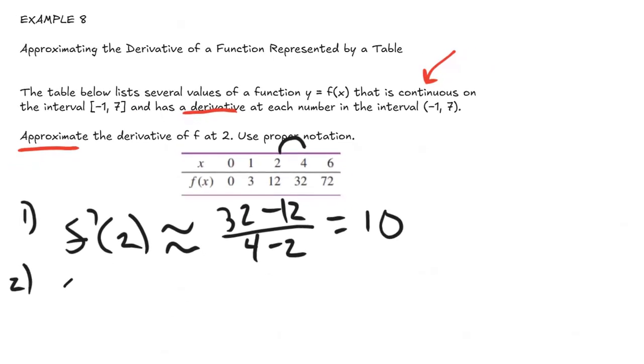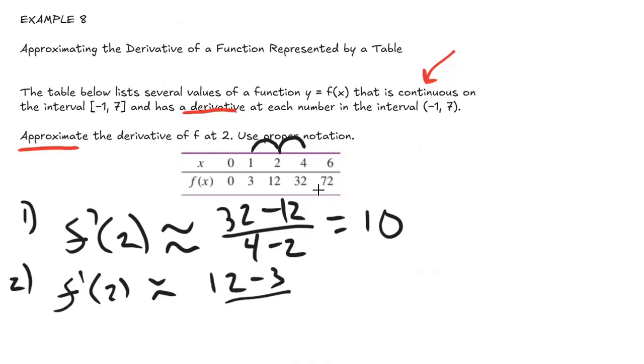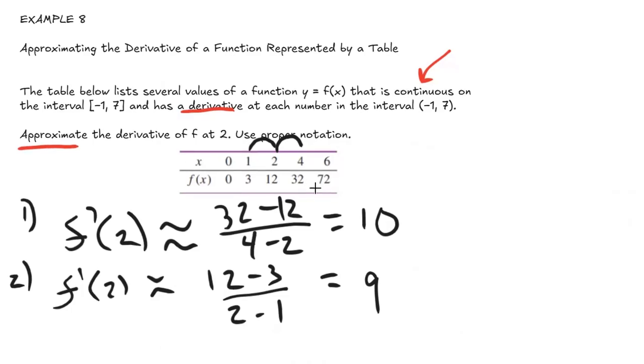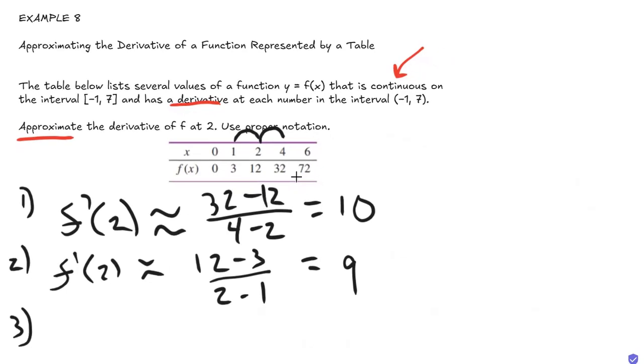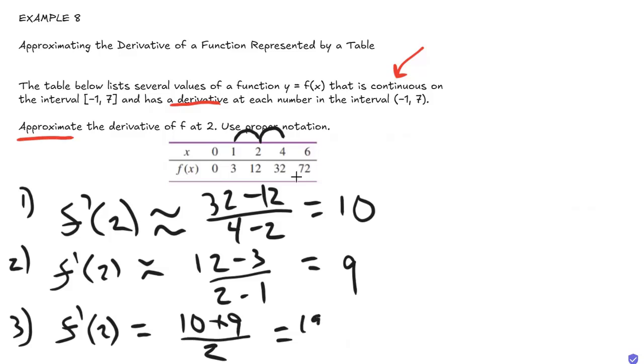The second way to approximate f prime of 2 is to use the point at which you're trying to approximate and the point that came before it. This would give us (12 minus 3) over (2 minus 1). And in this case, the average rate of change would be approximately 9. We got different answers because we're using a different method to approximate it. The third way to approximate it is by averaging these two results. So (10 plus 9) over 2, which is going to be 19 over 2.